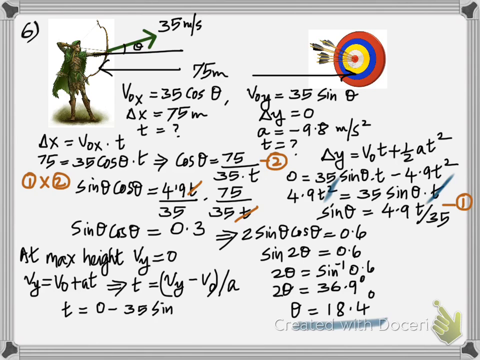V naught is the vertical component of the initial velocity, 35 sine 18.4 degrees, divided by negative 9.8, and you get 1.13 seconds. So it takes 1.13 seconds. Now we can calculate the height that it reaches at 1.13 seconds.